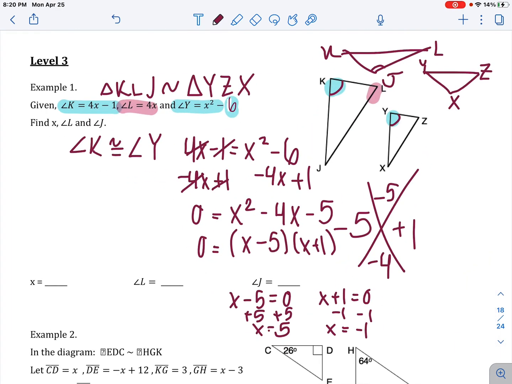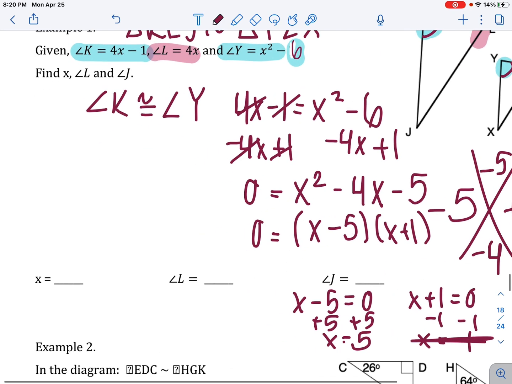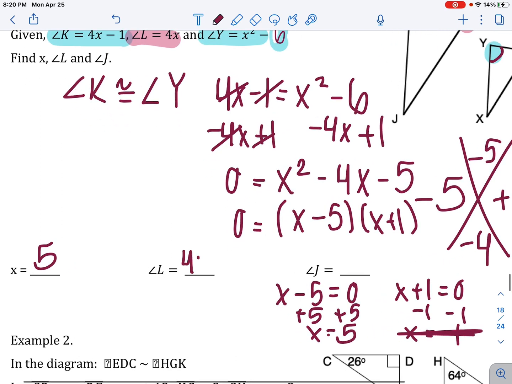But again, these are word problems, so we want to check to make sure our answers make sense and we're not getting a negative. So looking back at angle L, we have that angle L is equal to 4x. So if my x was negative 1 and I plugged that in, I would get angle L is negative 4 degrees. And that doesn't make sense. So I'm going to cross out that answer. We're not going to use that one. So I know that x will be equal to 5 and only 5. So angle L is 4x. So that'll be 4 times 5. And that is 20.